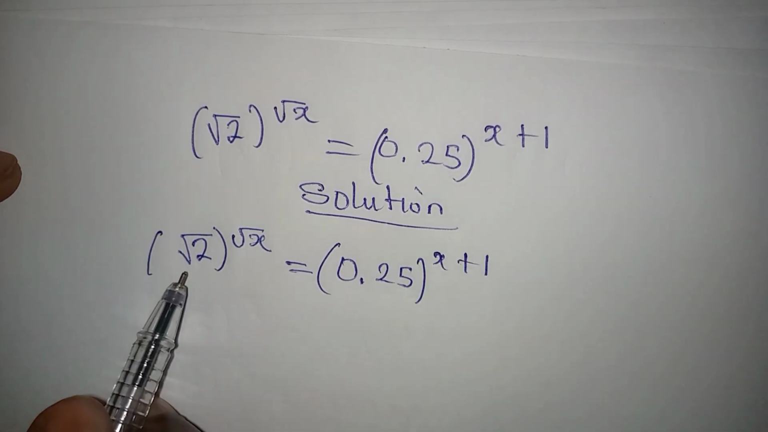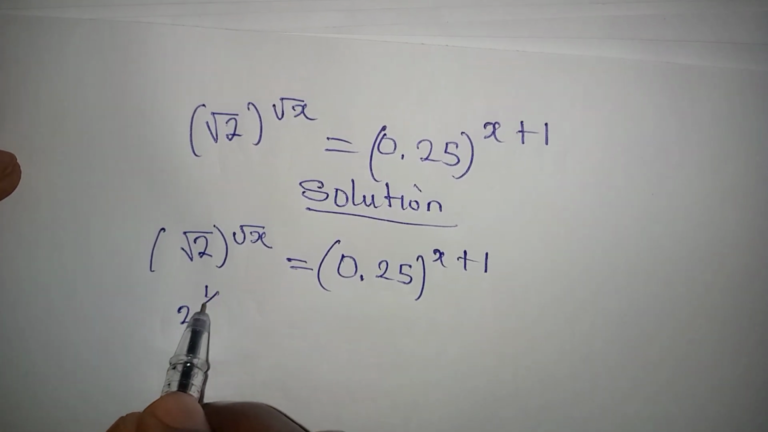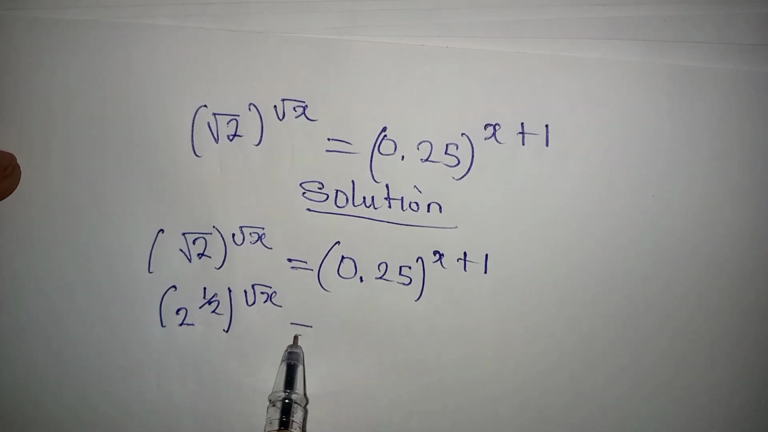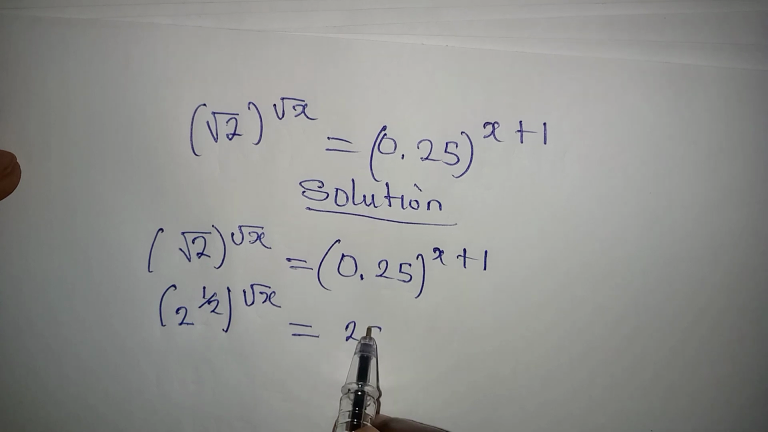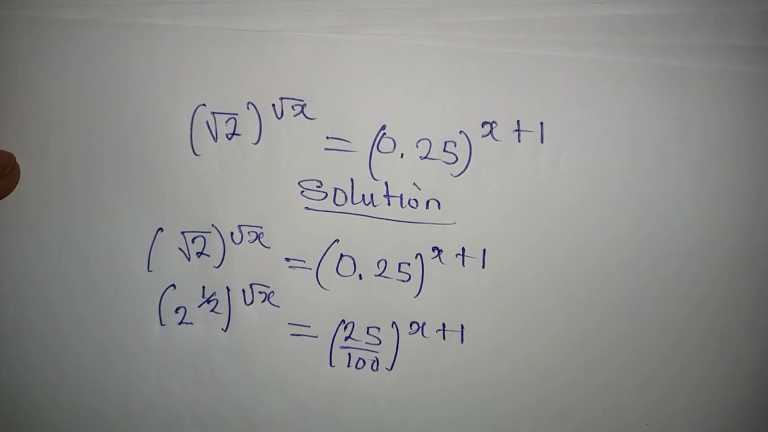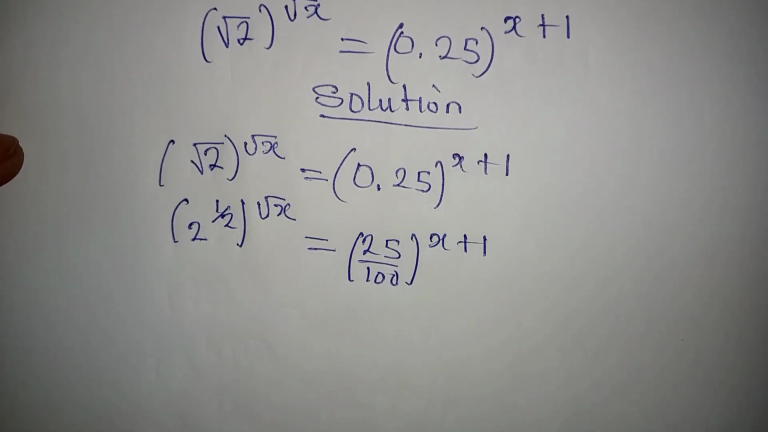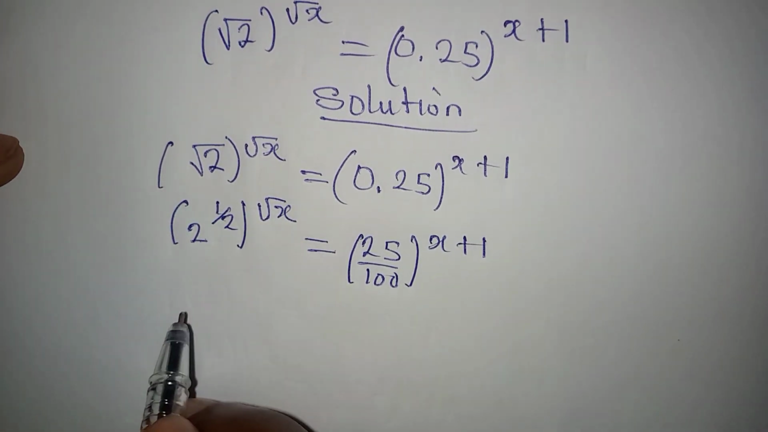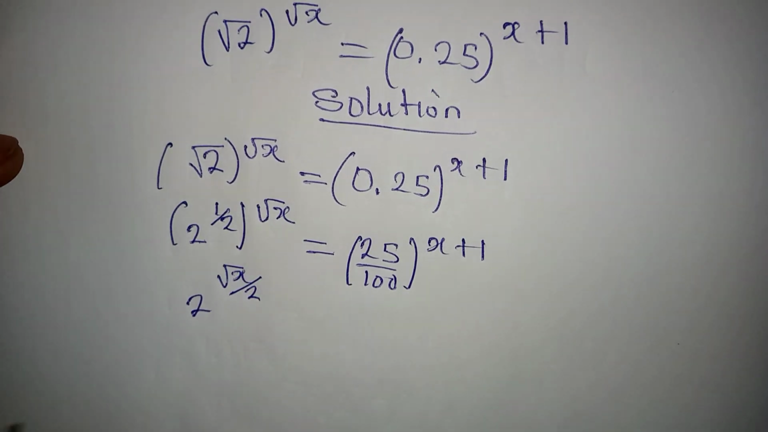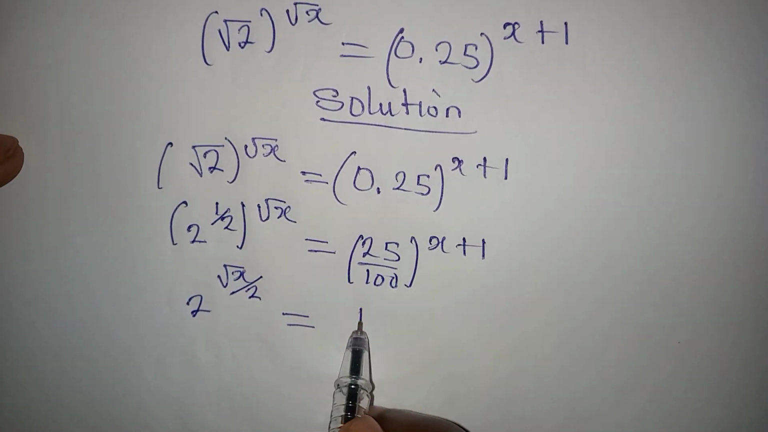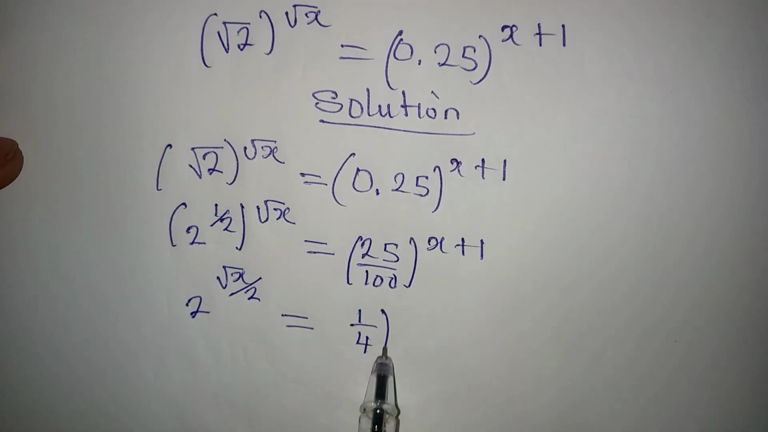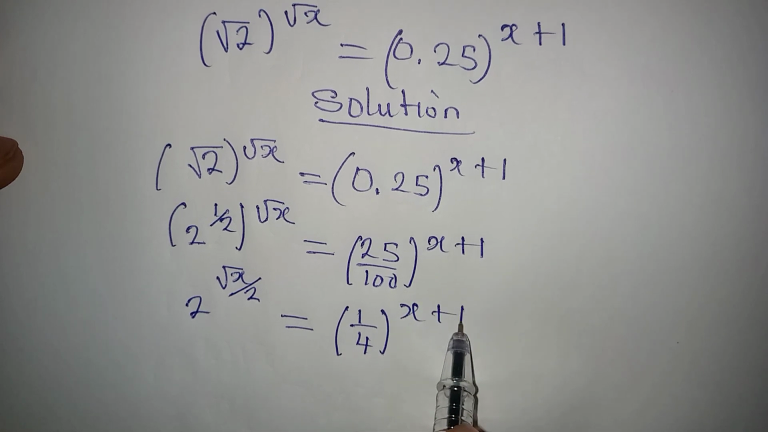Now, do you know that from here, this is 2 to the power of 1 over 2, then to the power of square root of x. And then on the right hand side, this is 25 over 100 to the power of x plus 1, right? Okay, so multiply this by this, so we have 2 to the power of square root of x over 2. And this will be equal to 1 over 4, if I reduce 25 over 100 to the lowest term, to the power of x plus 1.